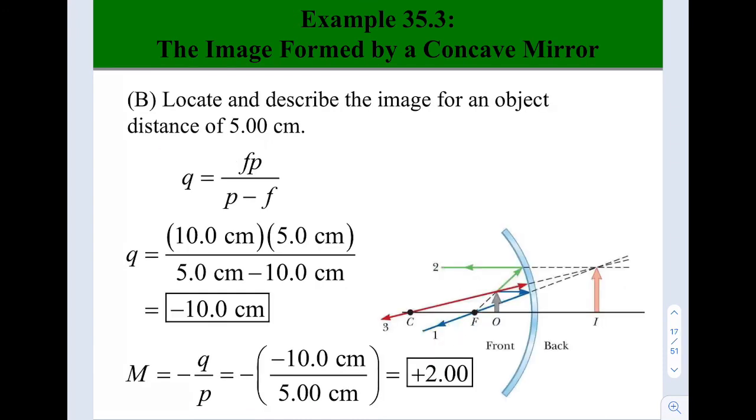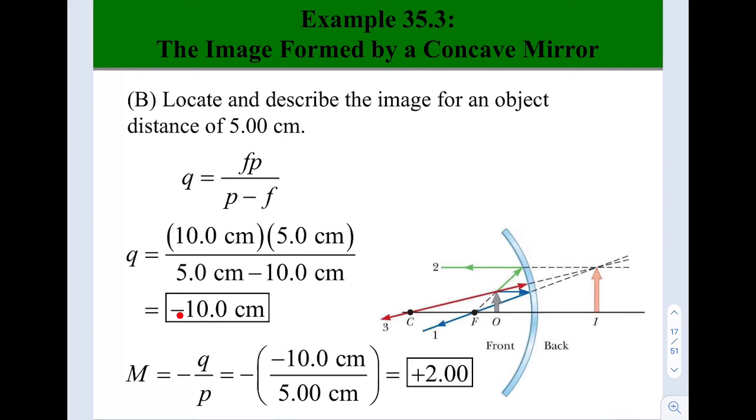Part B: Locate and describe the image for an object distance of 5 cm. So now we have p equivalent to 5 cm. Substitute into this equation and you will get q equal to negative 10 cm. From here, we know that the image is going to be virtual, because it's negative.